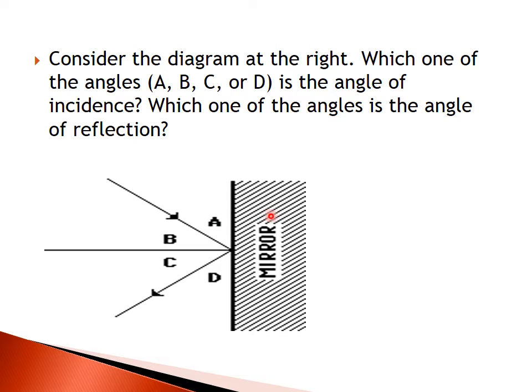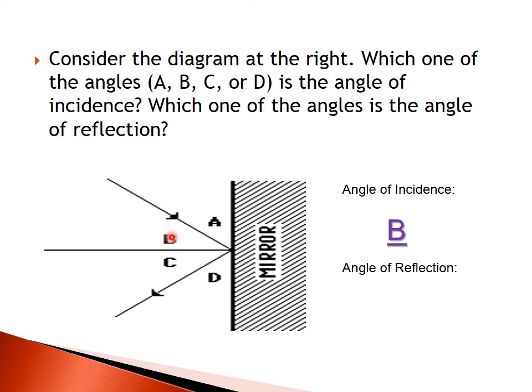So let's look at this diagram. Which one of those angles, A, B, C, or D, is the angle of incidence? And which one's the angle of reflection? So the incoming light starting up here, so the angle of incidence is either A or B. Is the angle of incidence measured with respect to the mirror or with respect to the normal line? With respect to the normal line, so it's B. It's going to be this angle over here.